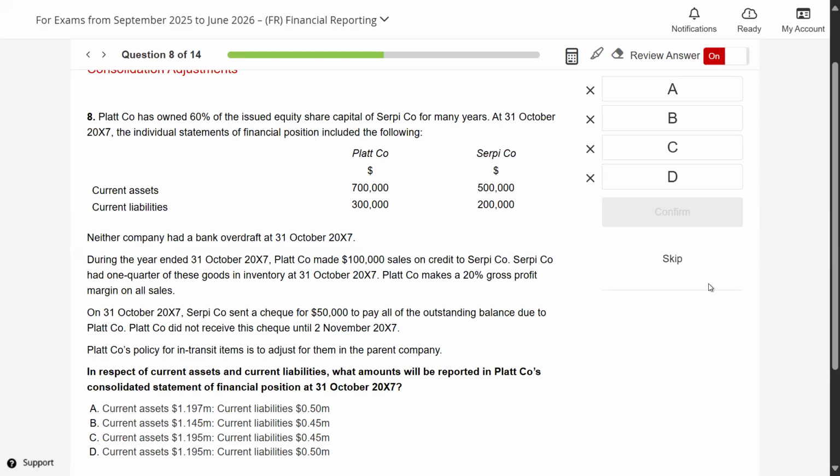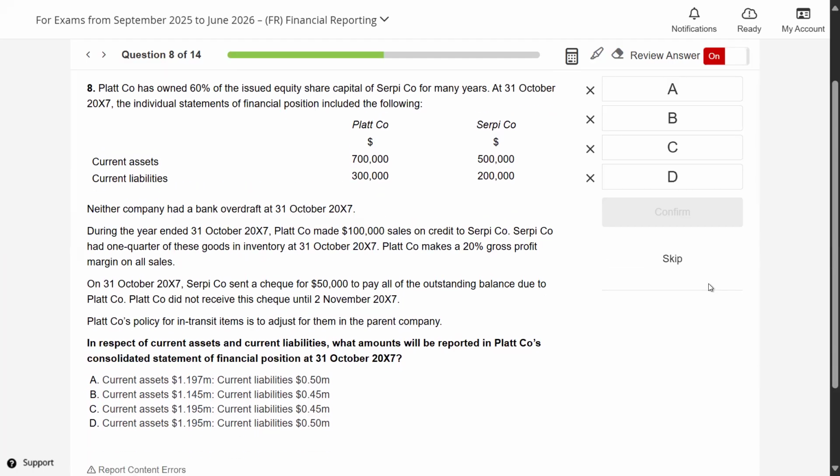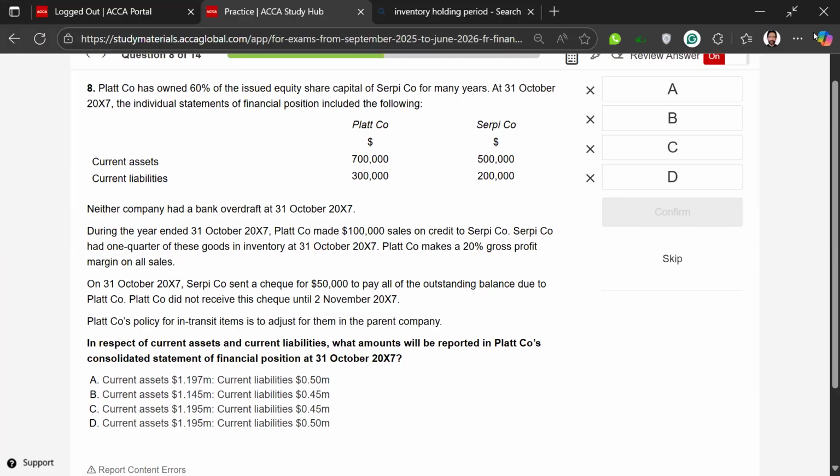The next question is, yeah, this is a really good question. This is an interesting question. Okay, so let's see. Don't be overwhelmed by all the details. It's a simple one, but it has its own set of complications that we need to address. Let's see, in respect of the current assets and current liabilities, what amount will be reported in Platco's consolidated statement of financial position as at 31st of October 20x8.